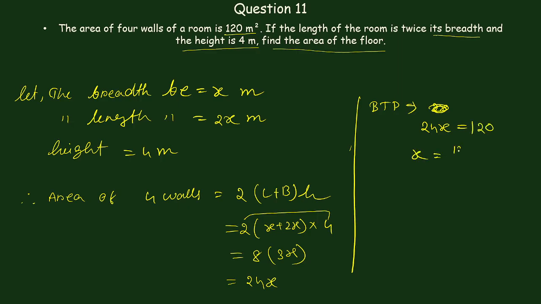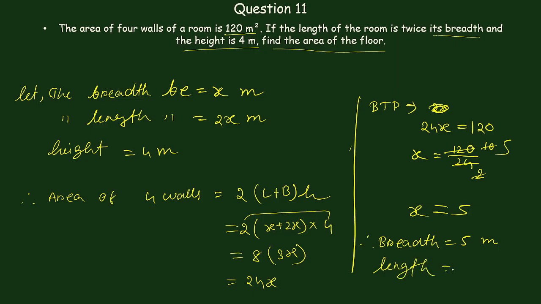So x will be 120 by 24. So cancel out by 12. So this is 10 and this is 2 and 5. So x equals 5. That means breadth is how much? Breadth is 5 meter and length will be 10 meter, right? Easy one. Now do the next question.